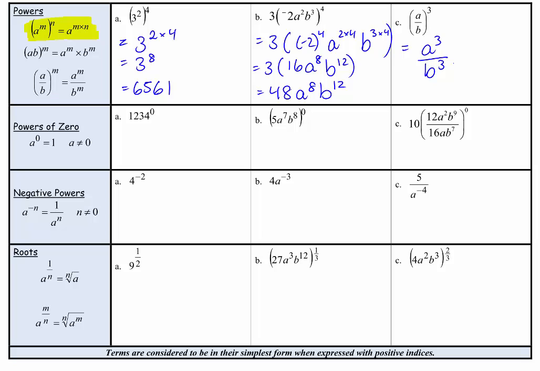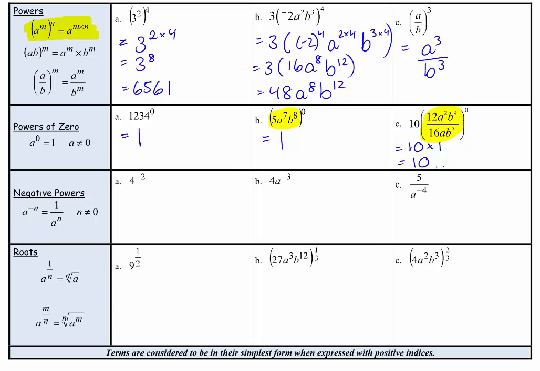Next rule, powers of 0. Anything to the power of 0 is 1. So 1,234 all to the power of 0 is 1. Everything inside this bracket is to the power of 0, so my answer is just 1. In the next one, everything inside the bracket is to the power of 0, but that 10 isn't. So my answer is actually 10 times 1, which is 10. So be careful. Might be a question trying to trick you.